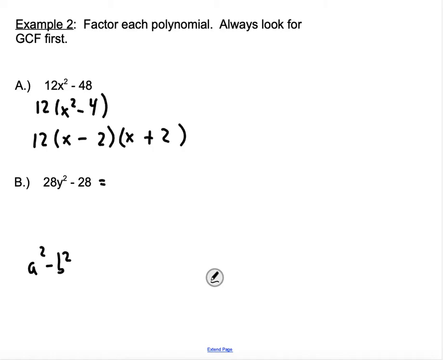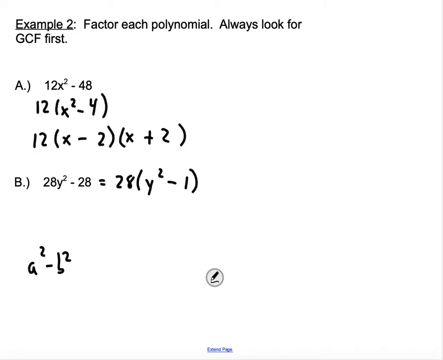And likewise in the next one here. What's the GCF there? What do they have in common? They have a 28 in common. So if I take a 28 out of that first term, I'm left with y squared. If I take a 28 out of that last term there, I'm left with 1. Because I need to be able to distribute the 28 through and get back to 28y squared minus 28. You can't ignore that minus 1 over there.